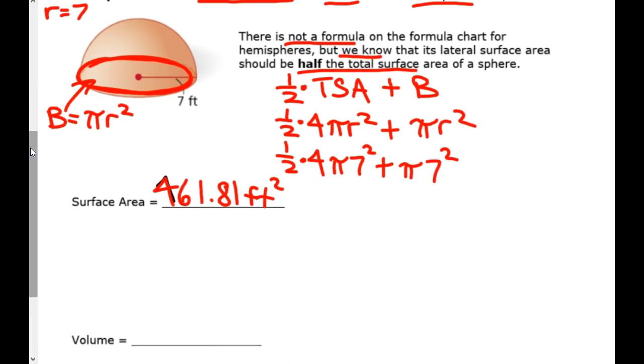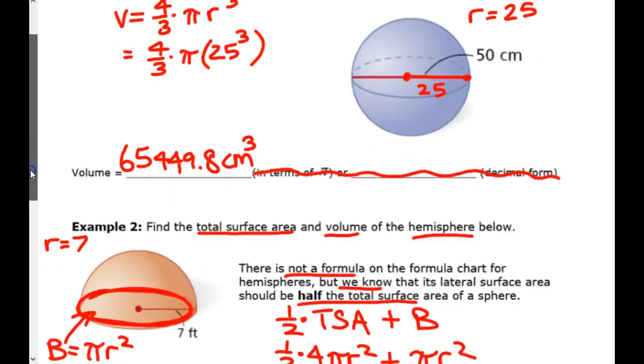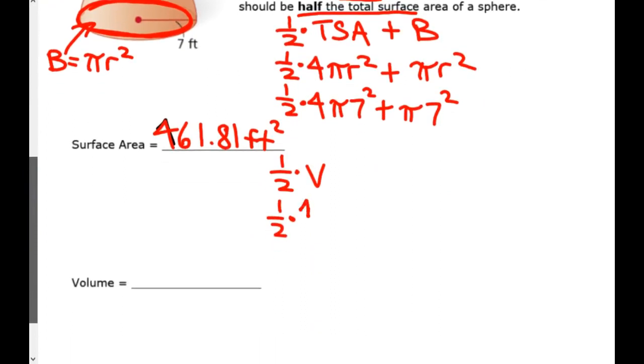Alright. Now volume. Again, for volume, if it's a hemisphere, what do I do to the formula for volume? A hemisphere is how much of a sphere? Half. So what do I do to the formula? I cut it in half, right? So what I'm going to do is half times the volume, for a hemisphere. So what is the volume formula? 1/2 times, and my formula is 4/3 pi r cubed. So 1/2 times 4/3 pi r cubed.